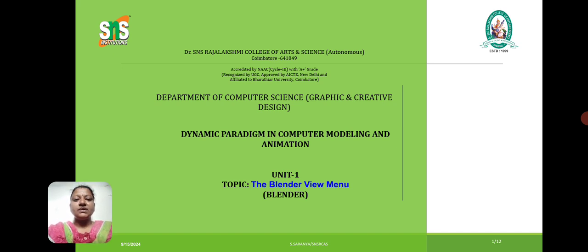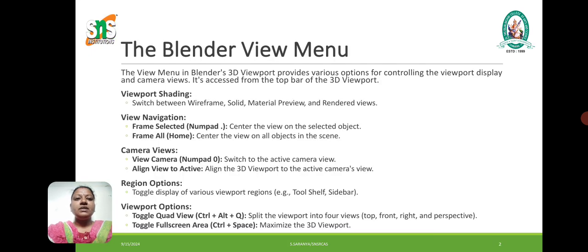In this video, we are going to see about the dynamic paradigm in computer modeling and animation. Unit 1, the Blender View Menu. The Blender view menu is used to view the 3D viewports, which provides various options for controlling the viewport display and camera views. It is accessed from the top bar of the 3D viewport.